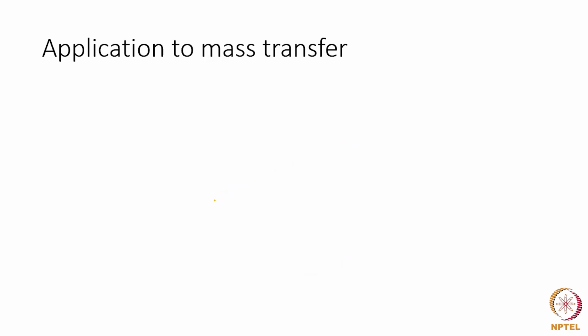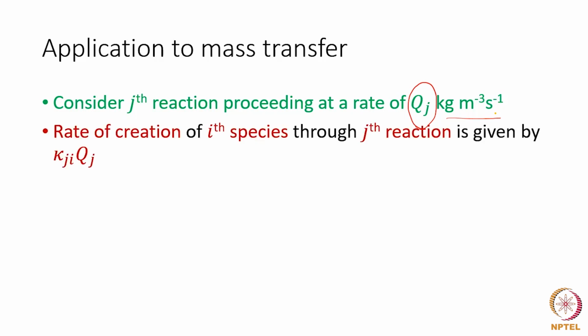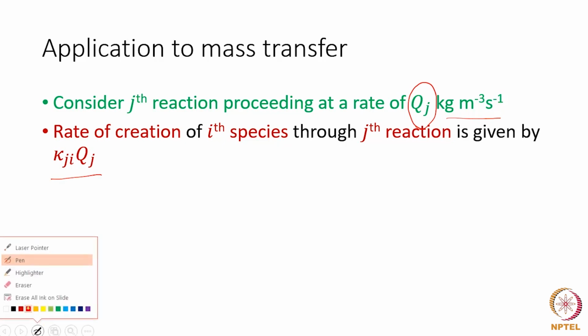So the way we apply this to the mass transfer is as follows: if the jth reaction is proceeding at a particular rate given by a quantity Qj, and the units are kilograms per unit volume per unit time. So in 1 unit volume, how fast is that reaction proceeding? And this quantity Qj can be positive or negative to tell the reaction taking place in the forward or reverse direction. And once that is available, then we can say that the rate of creation of ith species through the jth reaction is given by a particular term that is given here.